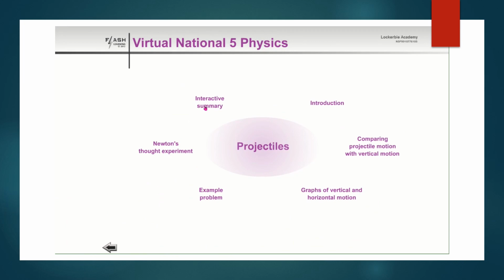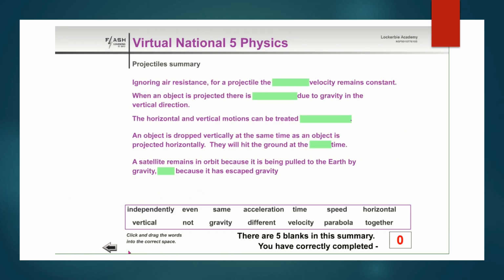Interactive summary. Why don't you pause here and try the answers for yourself, and then come and check them against what I've done. Let's hope I can get all 5 correct. Ignoring air resistance, for a projectile, the horizontal velocity remains constant. When an object is projected, there is acceleration due to gravity in the vertical direction. The horizontal and vertical motions can be treated independently.